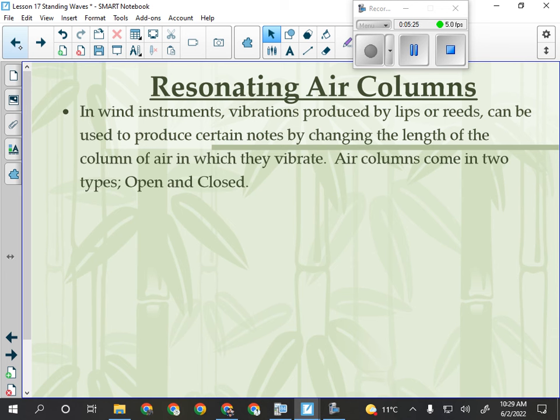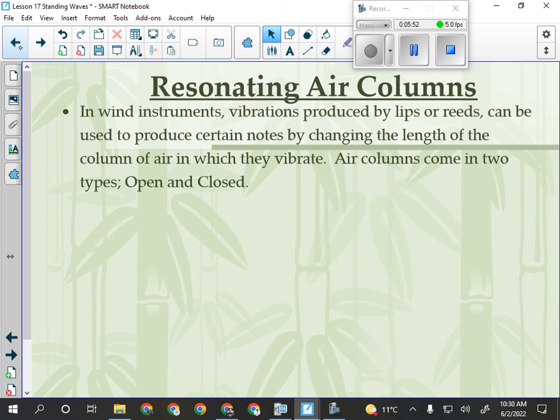Closed air columns only resonate at odd numbered frequencies. Sorry, that's not true. They resonate, but they don't make sound. They only make sound at odd numbered frequencies. They resonate, but don't make sound at even numbered frequencies. So F1 will make sound. F2 won't. F3 will. F4 won't. I'm going to show you why here in a minute.